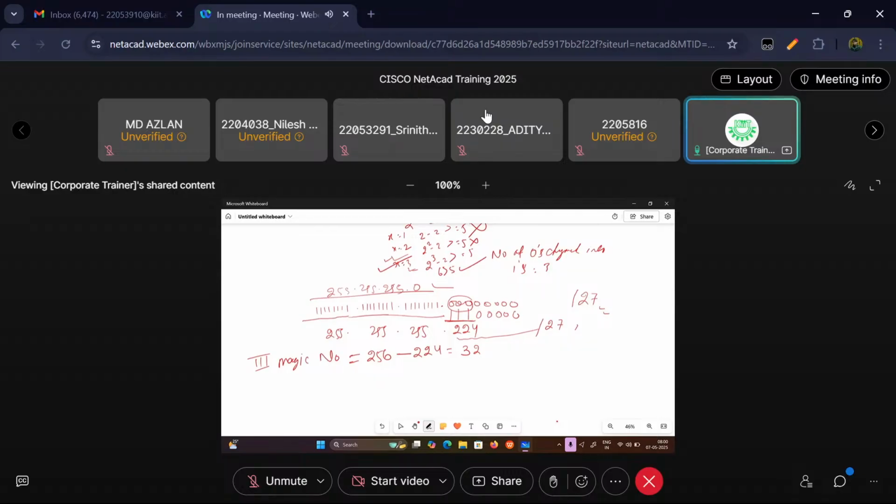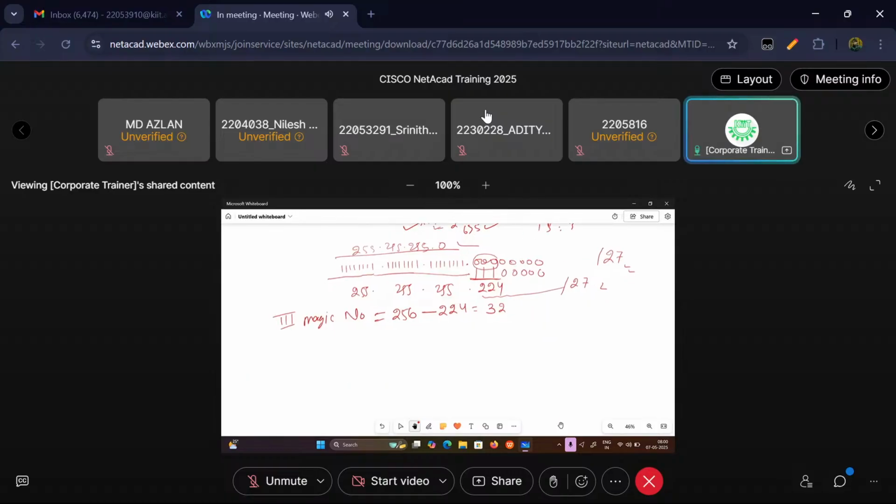Okay. Now in the third step, I have calculated the magic number. The magic number formula is very simple. Any octet's total size, I mean the values in any octet, range from 0 to 255. So the total size will be 256. So out of 256, whatever the changes you got in whichever octet, on that particular octet, the decimal value you got, you have to subtract from 256. And after subtracting, whatever result you got is basically the magic number.